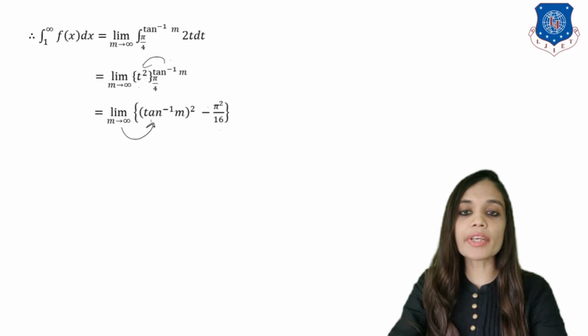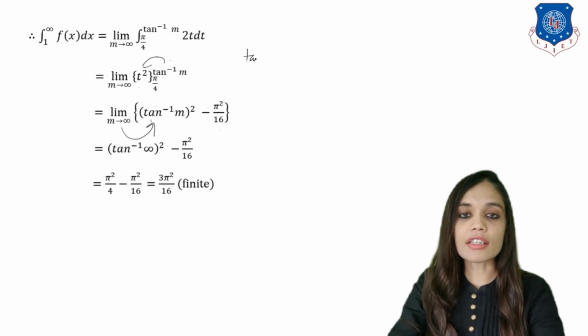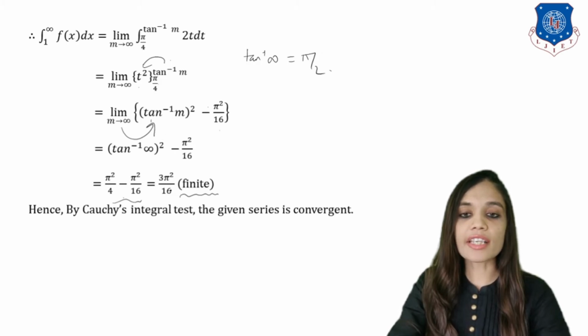Now if you put m tends to infinity, we will get tan inverse infinity whole square minus pi square by 16. Now we know the value of tan inverse infinity, that is equal to what? Pi by 2. So here it will become pi square by 4 minus pi square by 16. Now simplify. So you will get answer as 3 pi square upon 16, which is a finite answer, right? So we can say that the series is convergent by integral test.